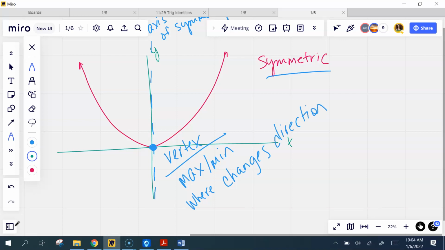If you were tracking along this graph, I'm getting lower and lower and lower. Do you agree? I'm going down, down, down. This is the point where I stop going down and I start going up. Does that make sense to you? Okay, so my function changes direction at that point. It's a very, very critical point. Let me think of what else.